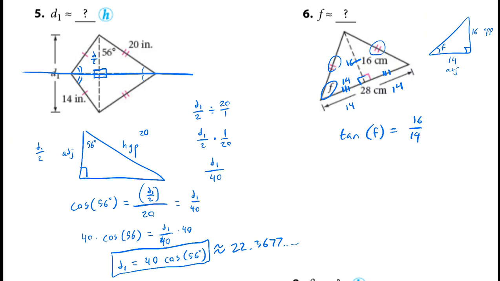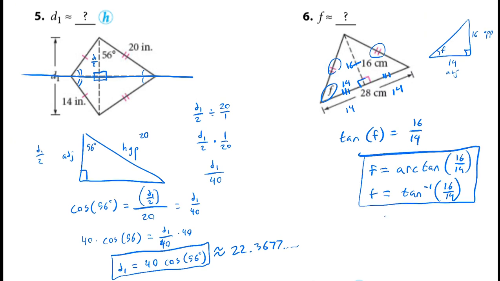We could simplify if we want. And so rewriting that exact expression, F is equal to either you write it as the arctan of 16 over 14, or you write it as the inverse tangent of 16 over 14, or you could reduce it and it could be 8 over 7. Doesn't matter. You get the same value either way. So F is exactly equal to this, but it's approximately equal to, we plug it into our calculator, and the inverse tangent of 16 divided by 14 is 48.814... degrees.